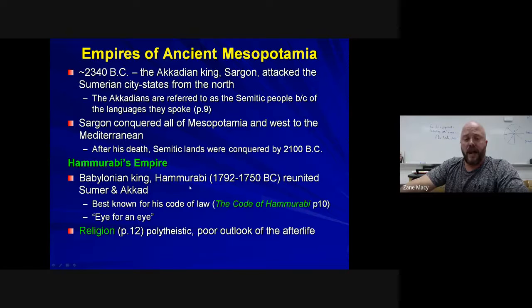The Babylonian king Hammurabi takes over after the rise of the Babylonian kingdom. Hammurabi was by far the most famous. He ruled from 1792 to 1750 BC. He reunites Sumer, where the Sumerian city-states were, and Akkad, farther to the north and west. The thing that he's best known for is the first codified system of laws. Codified just means that the laws are actually written down in a legal code. That becomes known as the Code of Hammurabi.